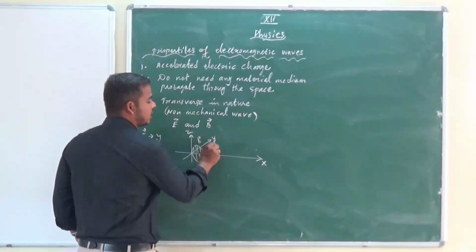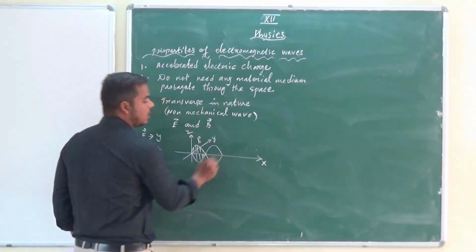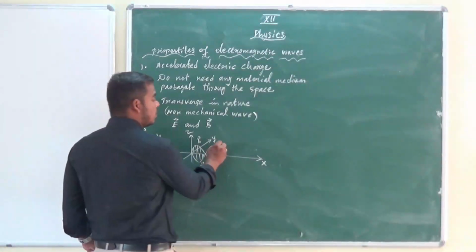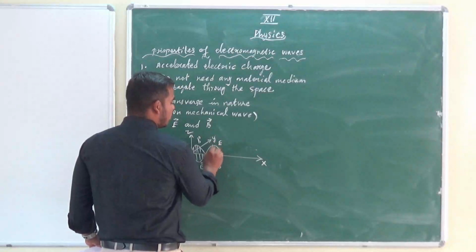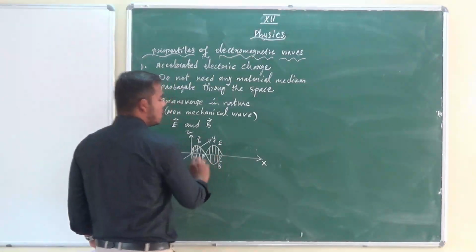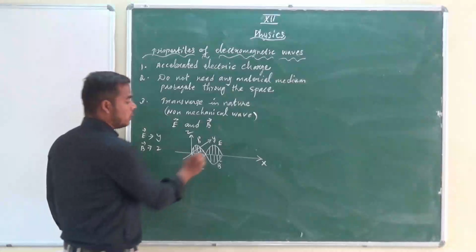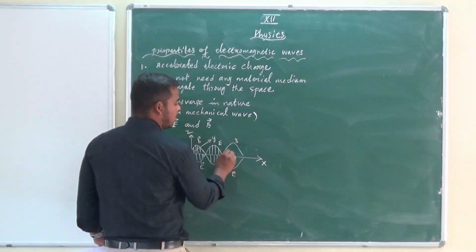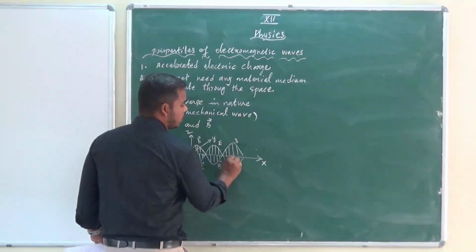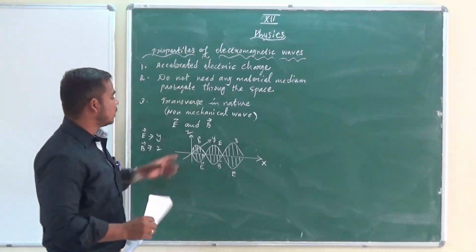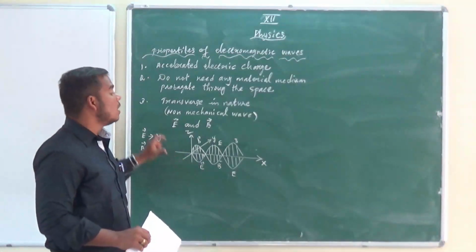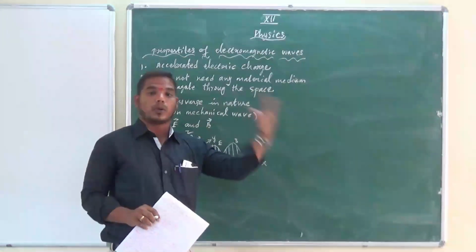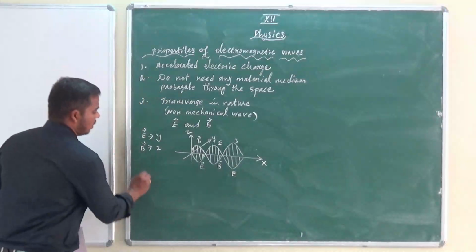Next, the change in the electric field and the change in the magnetic field, we call it the variation of the electric and magnetic fields. Both of them change, and both the magnetic and electric fields are perpendicular. Also, the electric and magnetic fields are perpendicular to each other, and like that they propagate through the space. Like that only they spread out through the space. This is the third point.